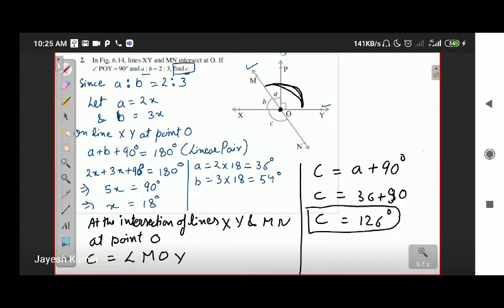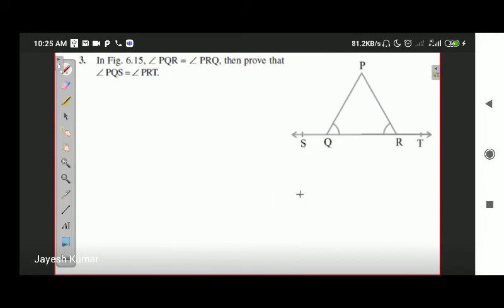Moving on to the next question. Question number 3, again a quite simple question. Let me explain it to you first of all. In question number 3, you are given that angle PQR and angle PRQ are both equal. If this angle is x, this angle is also x. You are given that the values of both these interior angles are equal.